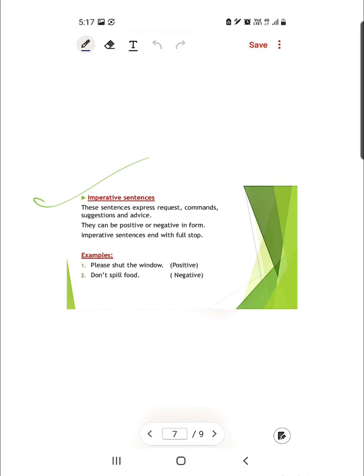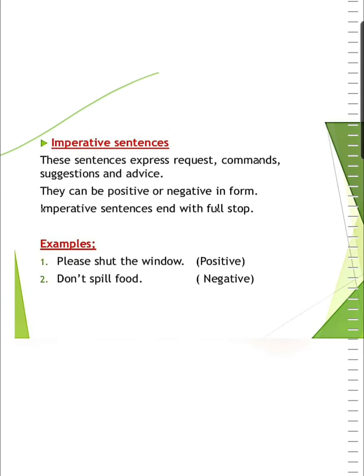Now the imperative sentence, as I have written the definition here: these sentences express requests. So the things we need to remember are request, command, suggestions, and advice. Fine, for request always consider please, could you please, etc. For commands, there is no need of applying please. Suggestions, as you must be knowing, and advice, where we give advice to others for some particular reason. They can be positive or negative in form. Imperative sentences, like declarative sentences, end with a full stop.